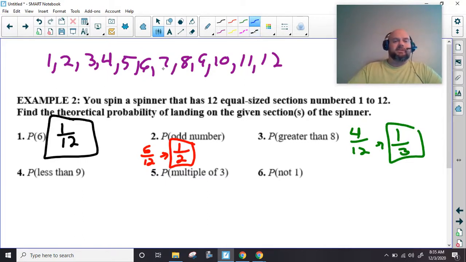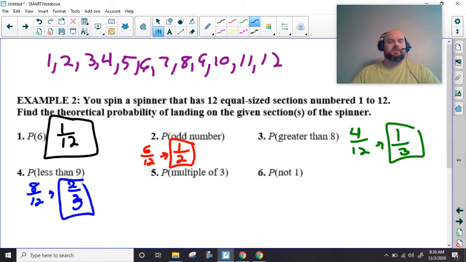Less than 9. So there's 8 numbers that are less than 9. So 8 over 12. Why can't I do this one in my head? I know this should be 2/3. Not 2 twos. 2/3. Just trying to be funny with my beatboxing.